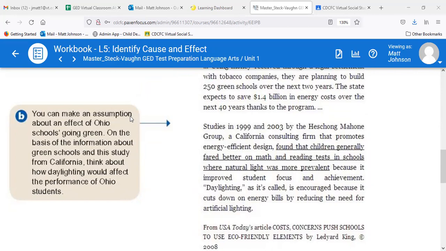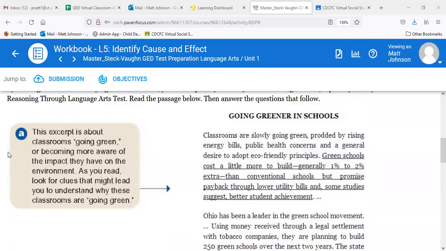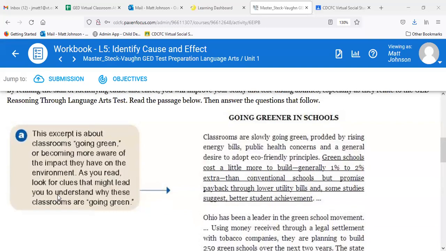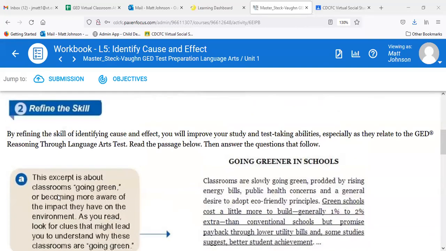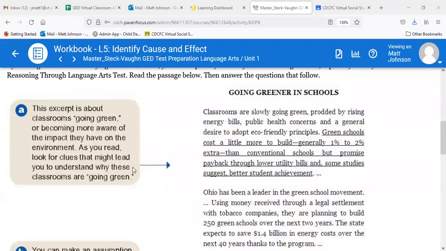And back up to our underlying text. So here, the excerpt is about classrooms going green or becoming more aware of the impact they have on the environment. As you read, look for clues that might lead you to understand why these classrooms are going green. So looking at the title, you see going greener in schools. That's the main idea here. We're talking about green schools.